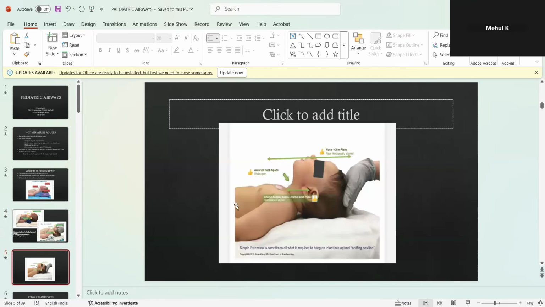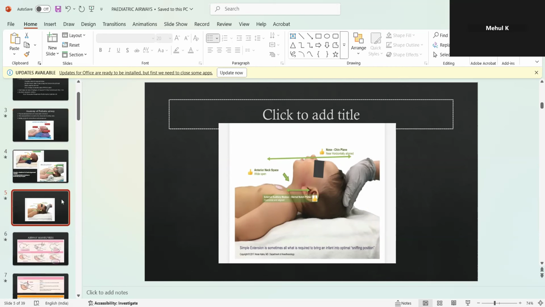And if you see this image, they haven't used either a shoulder roll or a headrest. A simple extension has aligned the external auditory meatus and the suprasternal notch, and your chin and glabella are in the same horizontal plane, and the front of the neck is wide open. So all you've got to do is decide what your patient needs. In emergencies, usually you don't get the time, but you have got the time to assess and decide. Please plan on what your patient needs and customize so as to maintain a patent airway.